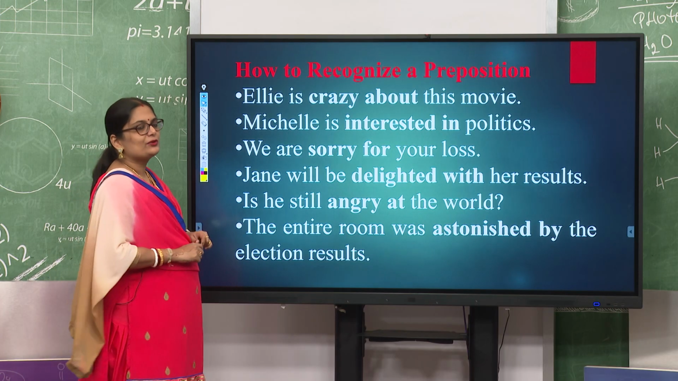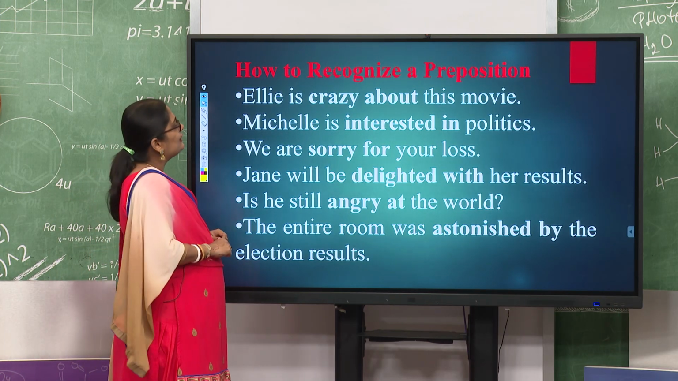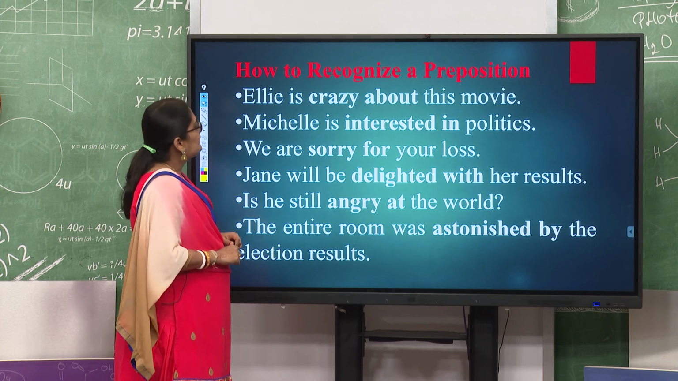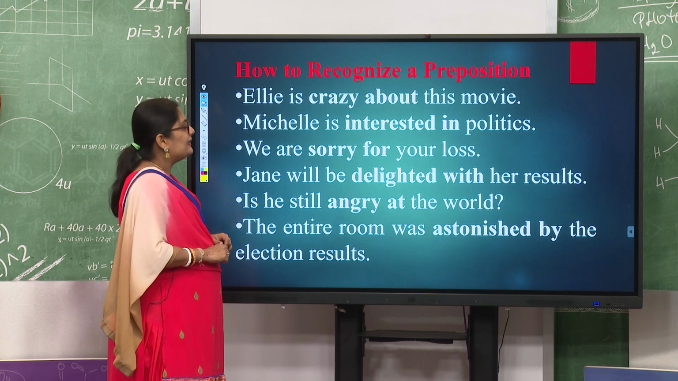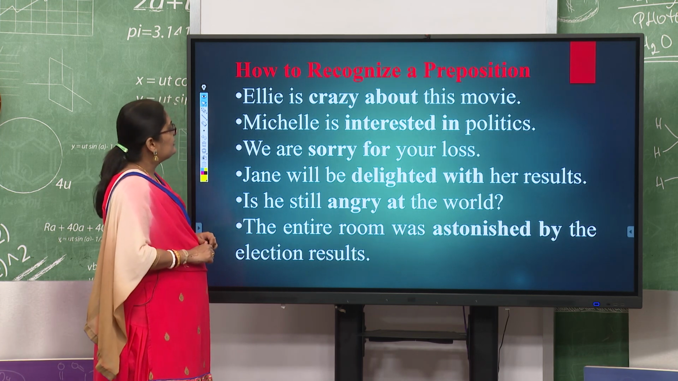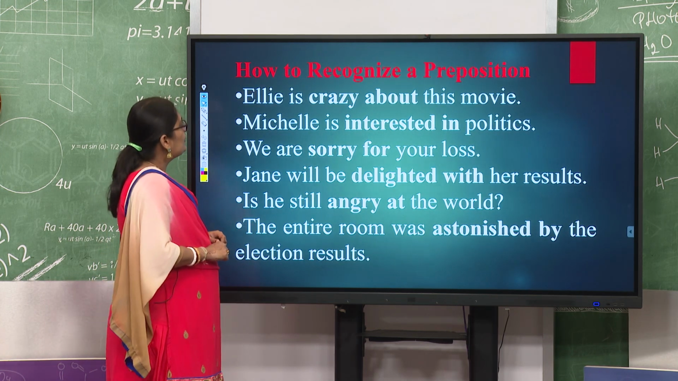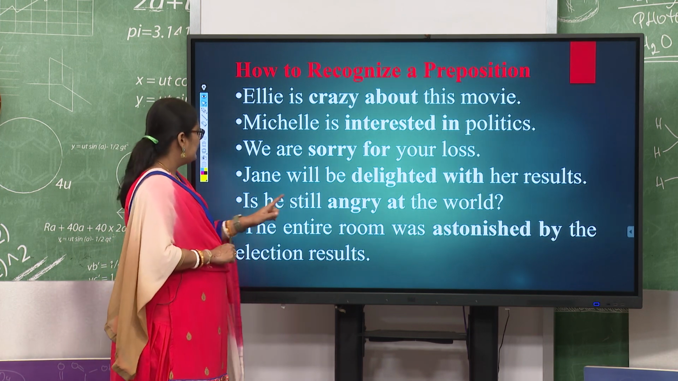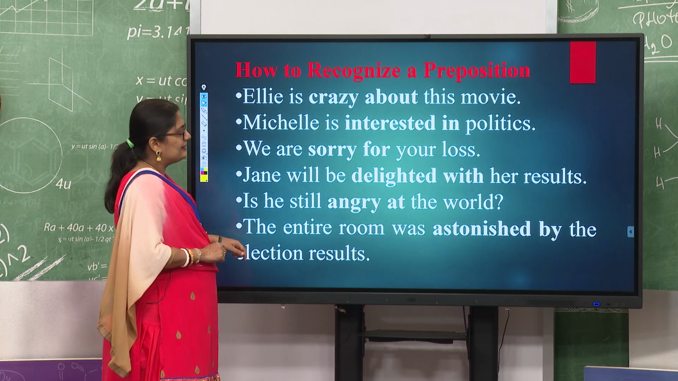So, what are the prepositions that have been used in the following cases? In the first sentence, it is about. In the second sentence, it is in. In the third sentence, it is for. In the fourth sentence, it is with. In the fifth sentence, it is at. And in the last sentence, it is by.